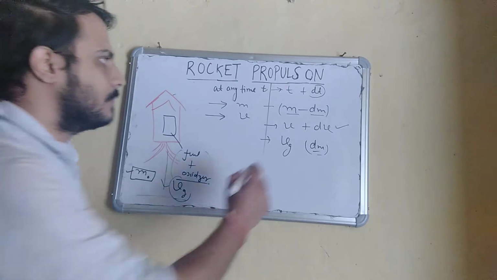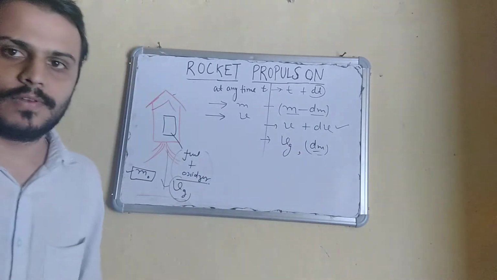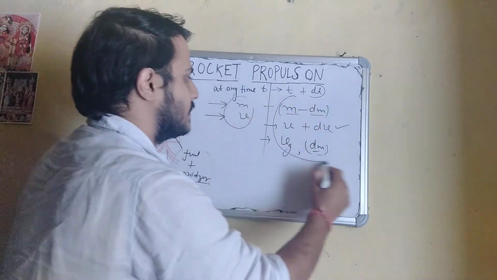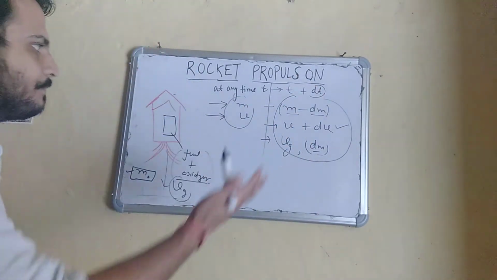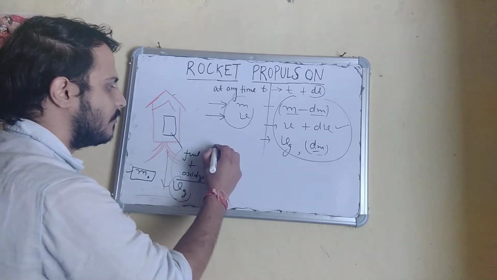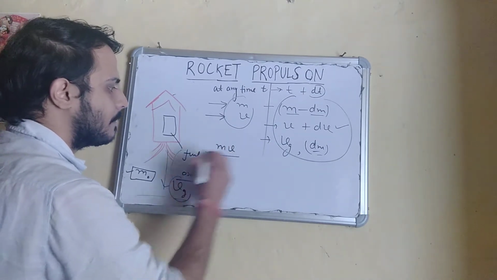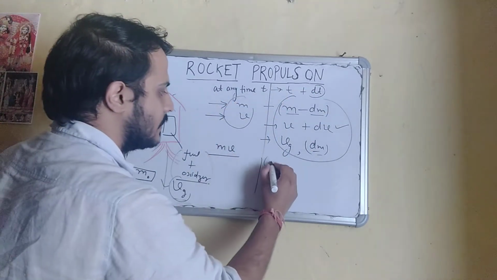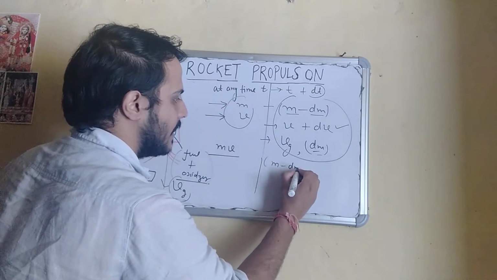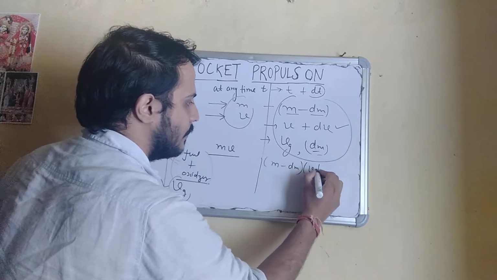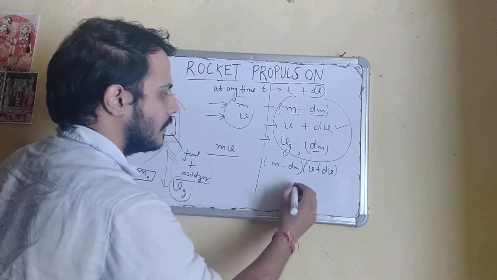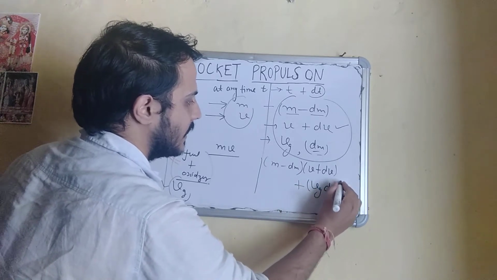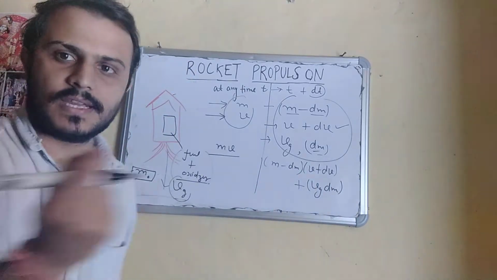Now I'm going to write the expression for conservation of linear momentum, because the momentum in this situation should be equal to the momentum at this time interval. At time t, the momentum of the rocket is mass into velocity, and at t plus dt, the momentum is m minus dm multiplied by v plus dv, plus vg into dm. Vg is the velocity of ejected gases.